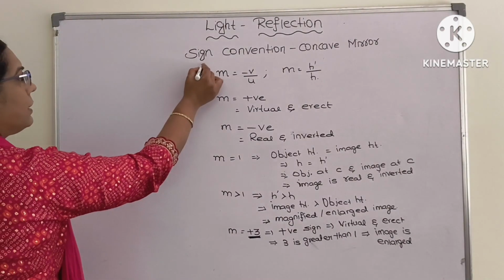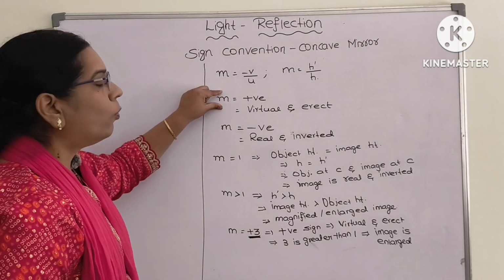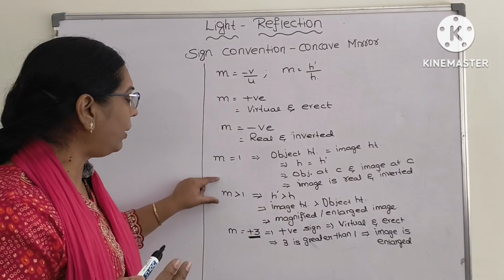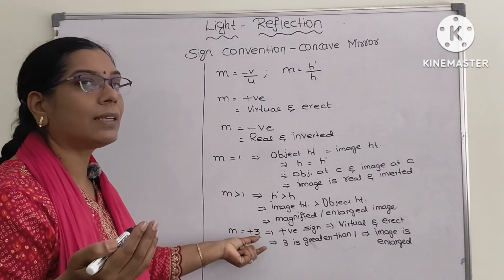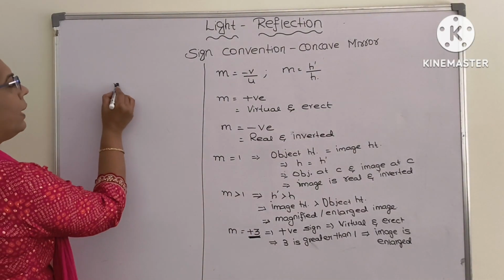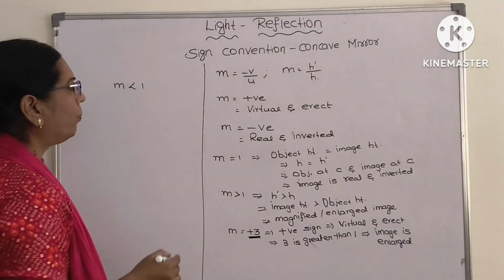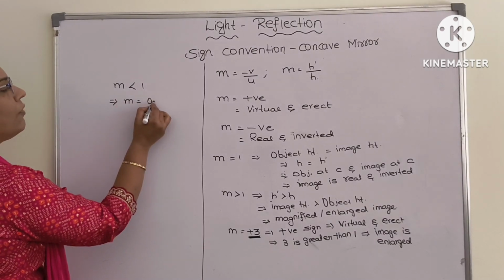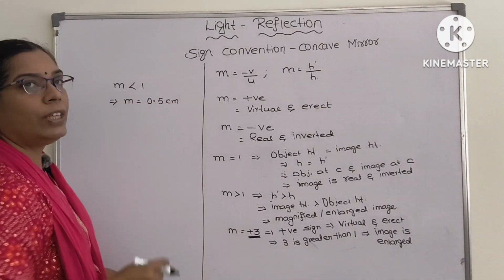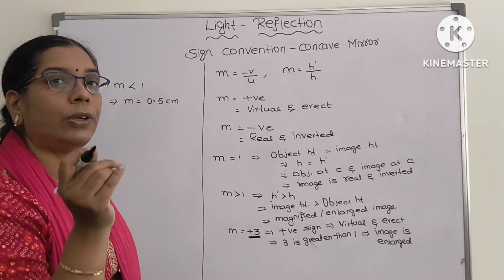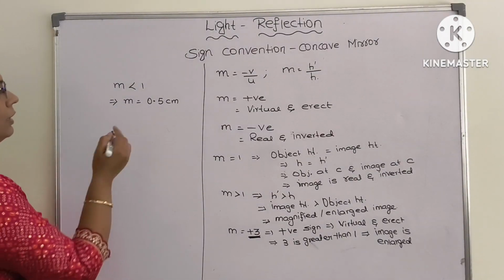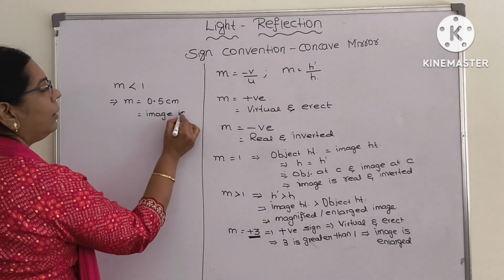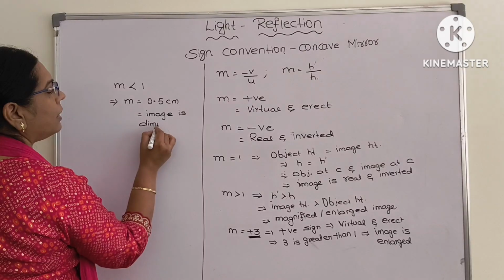Now, let us continue. So we have studied what m positive means, what m negative means, what m equal to 1 can mean to you, and what it means if the value of m is greater than 1. Now let us see what m less than 1 can mean to you. It can be like m is 0.5, which means m has a value in decimals. What does this mean? This means that the image is diminished in size.